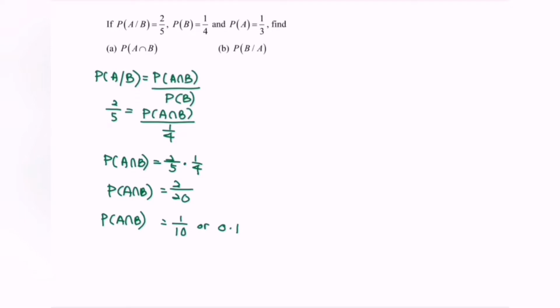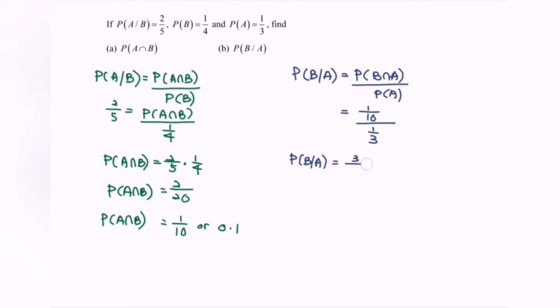Next, focus on question B. So here we have the definition. The probability of B given that A has occurred is equal to the probability of B intersect A over the probability of A. So kindly substitute the situation. The probability of A intersect B is actually equal to B intersect A. So here we have 1 over 10 over the probability of A, which is 1 over 3. So the probability of B given that A has occurred is equal to 3 over 10 or 0.3.